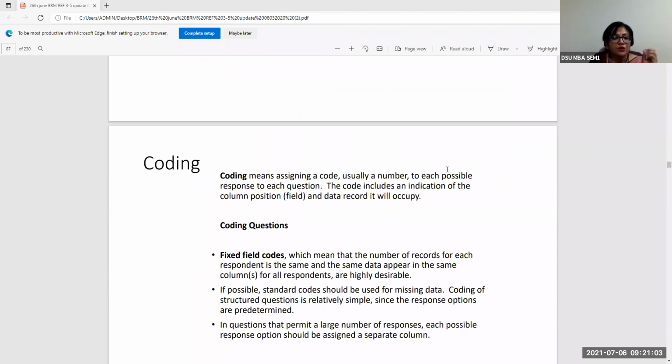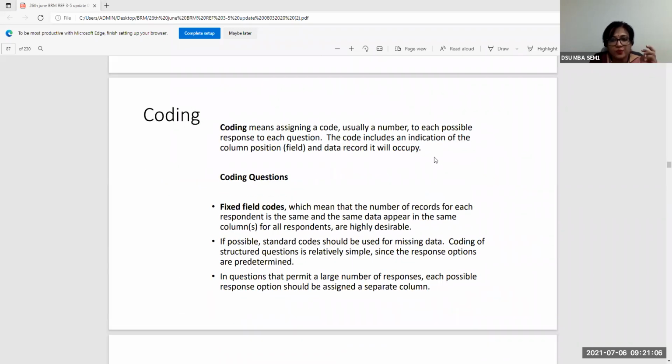All right. So when you do the coding, certain things which you need to keep in mind is to have the understanding of what is a code. So coding means what? Assigning a code, which is usually a number or a symbol, which is attached to the different response options.